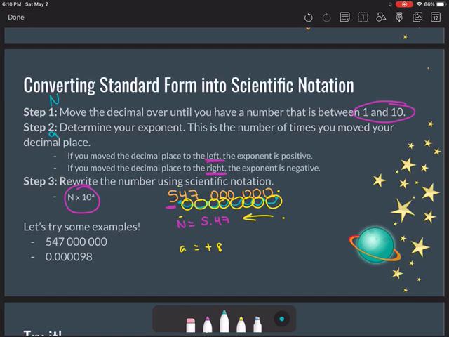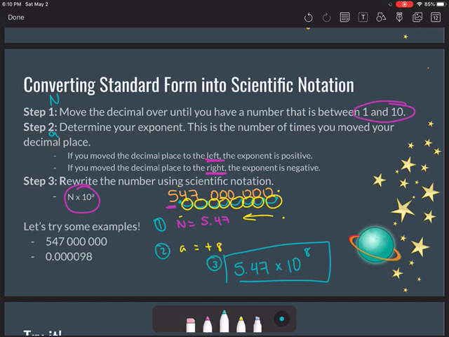Our last step is to rewrite that number in scientific notation form. So we have n, which is 5.47, times 10 to the power of a, which is positive 8. So our value of 547 million will end up as 5.47 times 10 to the power of 8. Okay, so step 1 was finding n, step 2 was finding a, step 3 is our final answer here.